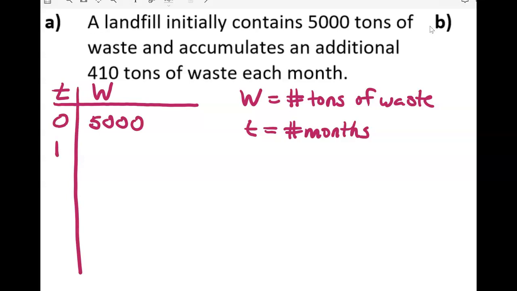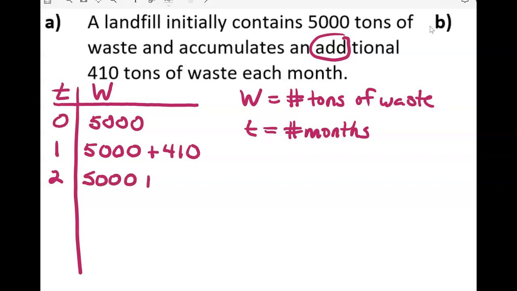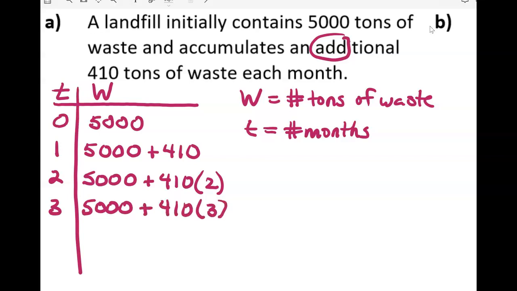After 1 month, there are 5,410 tons, but I want you to think about how we got that 5,410. We take the initial 5,000 tons of waste and add an additional 410 to it. In fact, the word additional really comes from adding. At the end of 2 months, we have our initial 5,000 tons of waste, but we've added on 410 twice, or we've added 410 times 2. At the end of 3 months, 5,000 plus 410 times 3.